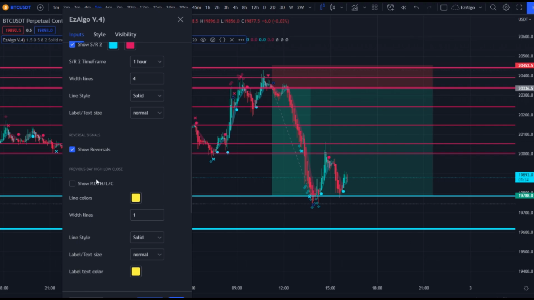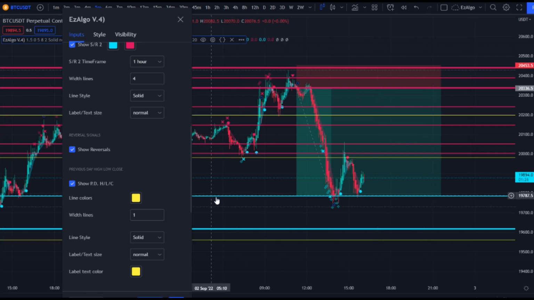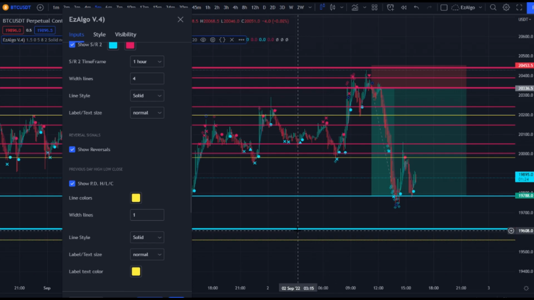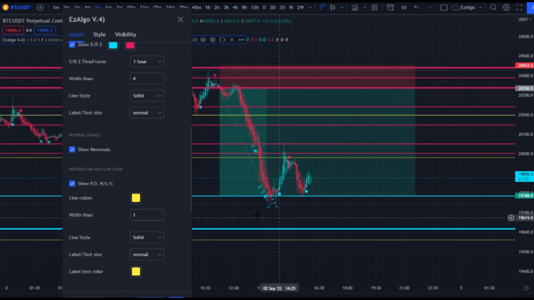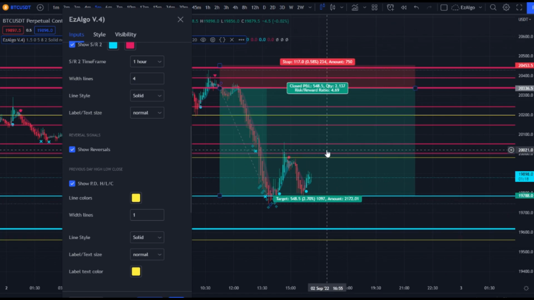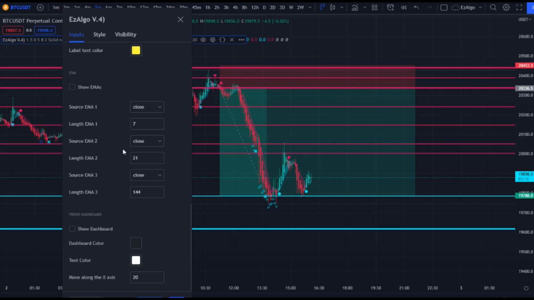Sometimes I'll have the previous day high, low, and close on. That's good just for having another level to possibly take a trade off of. As you can see, we have confluence right here with the previous day low as well as this EzAlgo support level down here. So that's going to be a spot I'd be looking to take a long on the 5-minute time frame, right? But usually I have that off. EMAs I usually have off unless I'm on a higher time frame.